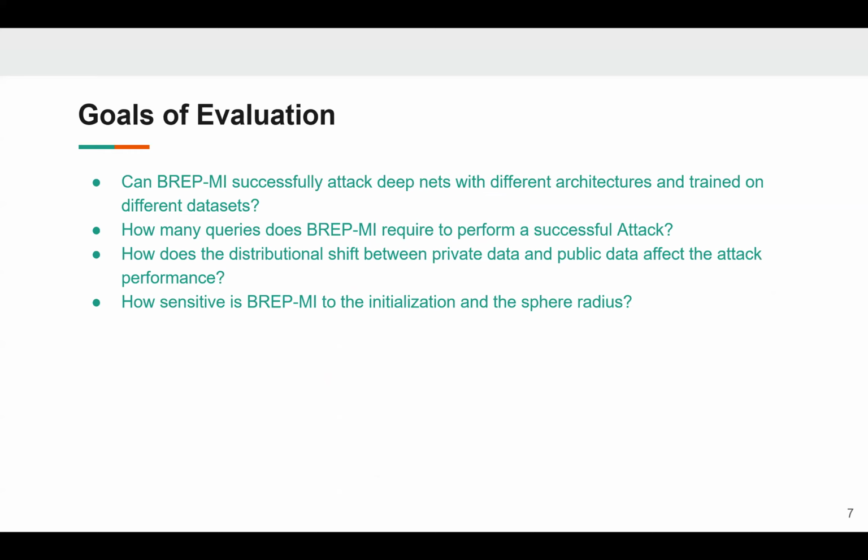So, goals of their evaluation: they try to answer 4 questions. So the first question is, can their algorithm successfully attack deep nets with different architectures and trained on different datasets? Next, they try to answer how many queries does their algorithm require to perform a successful attack? Thirdly, how does the distributional shift between private data and public data affect the attack performance? And lastly, how sensitive is their algorithm to the initialization of the sphere radius?